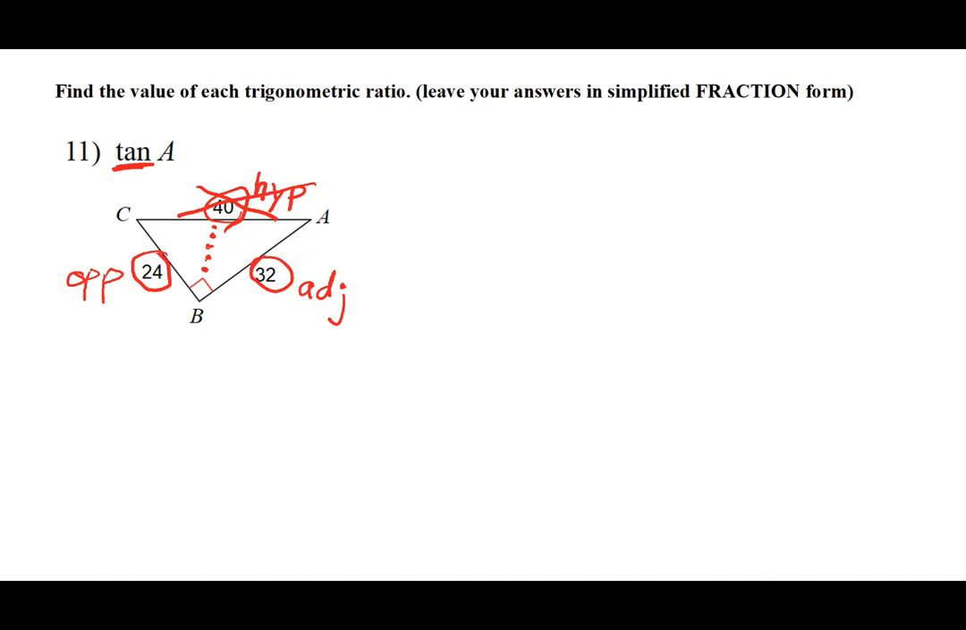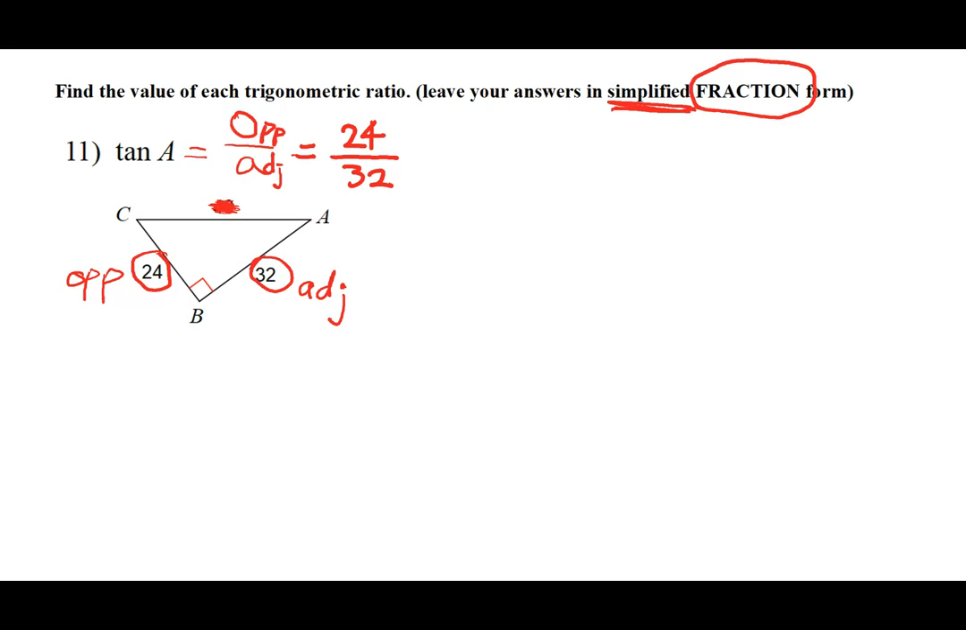We only use the opposite side and the adjacent side. So I crossed out the 40, we're not going to use it. So opposite side over adjacent side. I don't know what happened to my opposite side. So opposite on top, adjacent in the bottom. So that's 24 on top and 32 in the bottom. Which means, yeah, that's the answer, but you need to use a simplified fraction form.